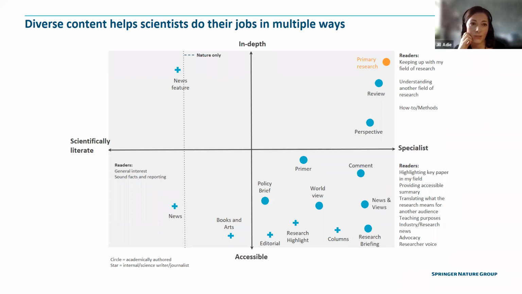The gold dot in the top right is where primary research would sit if we had to place it somewhere within this matrix. So it's in depth and specialist, of course, as you might expect. And just to pull out two non-primary types, reviews and perspectives. As we mentioned, they're a synthesis of the field, or an opinion piece which provides a synthesis of the field, and they are also more specialist and in depth. Sorry for running through some of this.